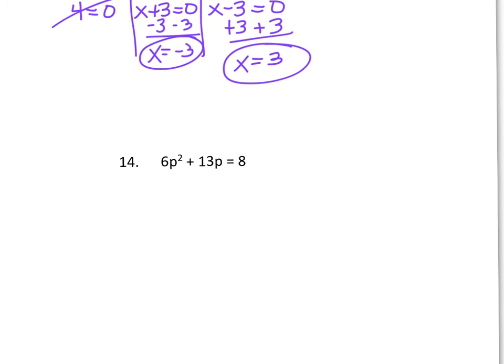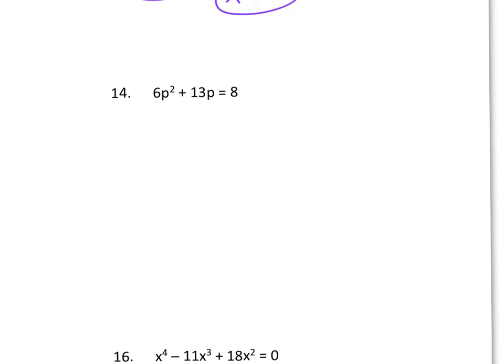All right, number 14. So with number 14, we first have to get one side of the equation set equal to 0. So you could show minus 8 from both sides of the equation, but we know when we move a term from one side of the equation to the other, its sign changes. So when I take this 8 and move it to the left, it's going to become a negative 8. All right, so I'm going to have 6p squared plus 13p minus 8 equals 0.